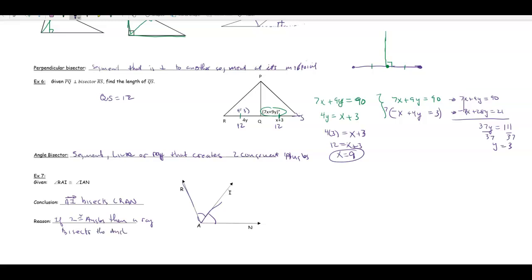All right. So it's pretty important to understand that if we're given certain information, we have to know how to, one, use it to make a conclusion, and then state the reason why. Okay. Go ahead, try the homework, and let me know if you have any questions.